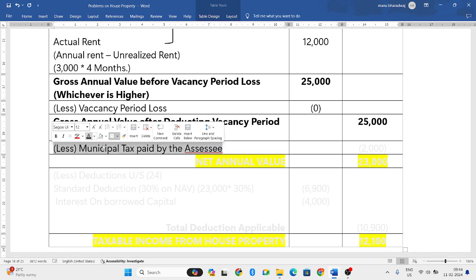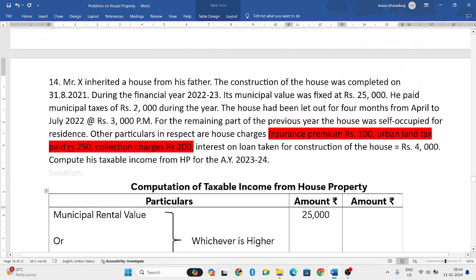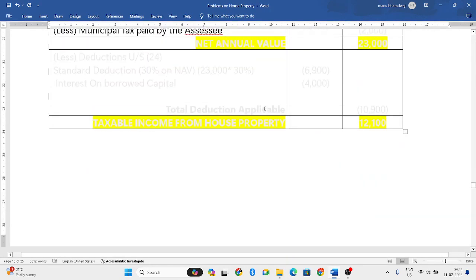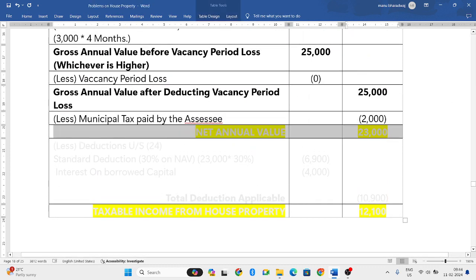From that we have to minus the municipal tax paid by the assessee. In the question they have given that he paid municipal taxes of rupees 2,000 during the year. So I'll subtract the municipal tax 2,000 rupees from 25,000. If I subtract 2,000, the net annual value will be 23,000.